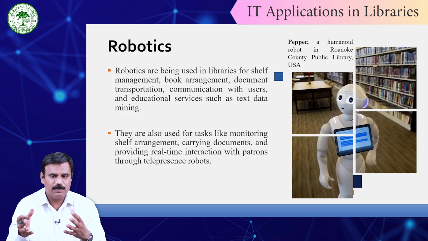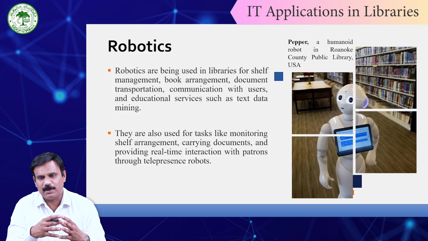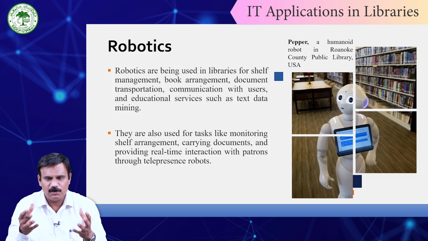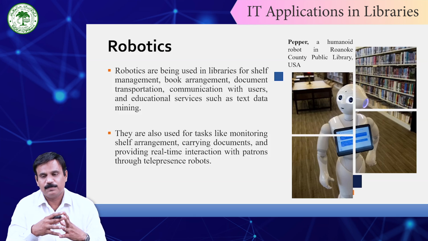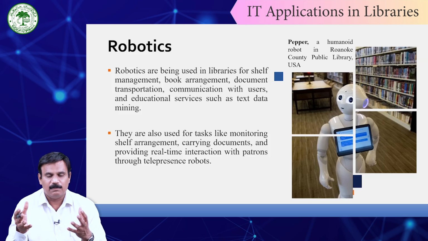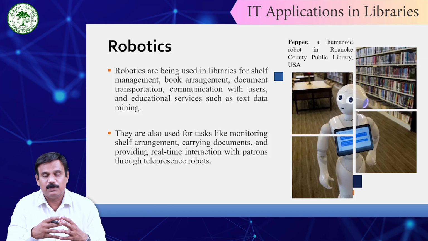You'll see in the picture a picture of Pepper, a humanoid robot in Roanoke County Public Library of USA. Pepper is a robot which is very popular among the users of Roanoke County Public Library.